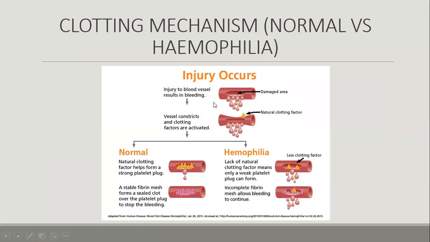You can see here the injury to blood vessel results in bleeding. Then the vessel constrict and clotting factors are activated. For normal, natural clotting factor helps form a strong platelet plug, and a stable fibrin mesh forms a seal clot over the platelet plug to stop the bleeding. While person with hemophilia, due to the lack of natural clotting factors, means only a weak platelet plug can form. Then, incomplete fibrin mesh allow bleeding continue.